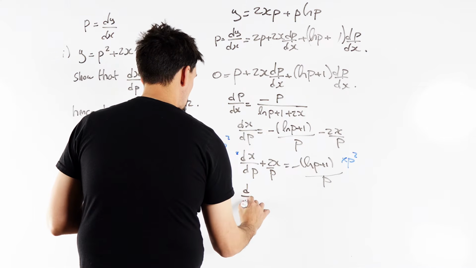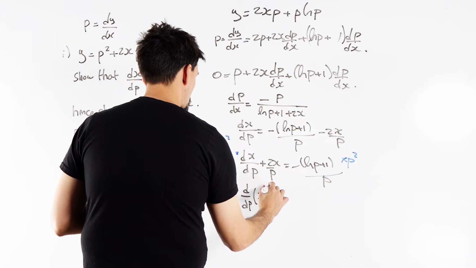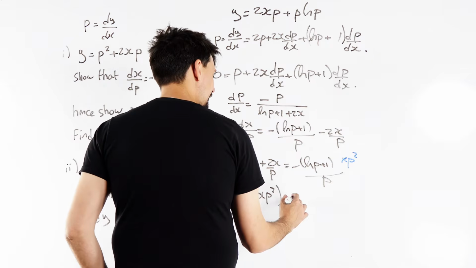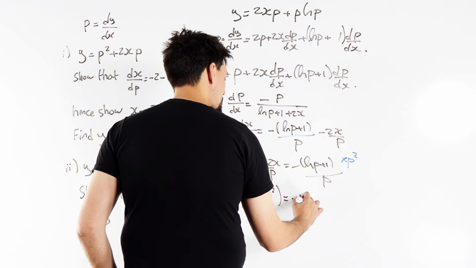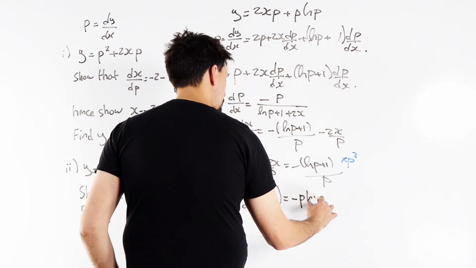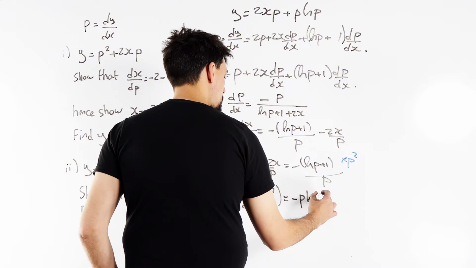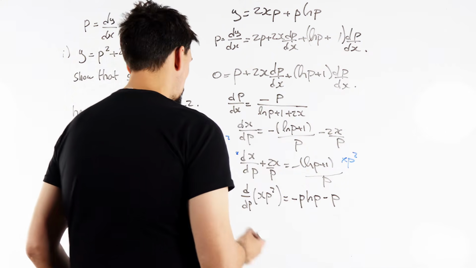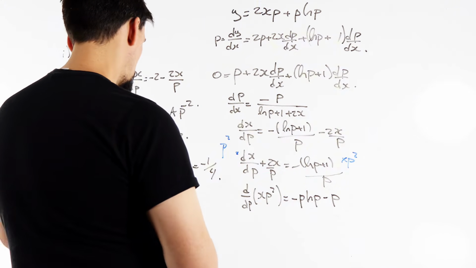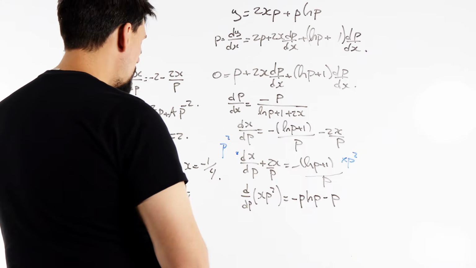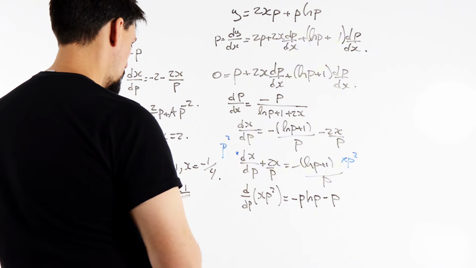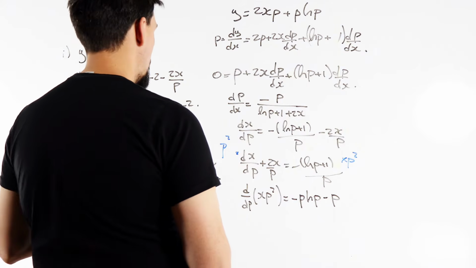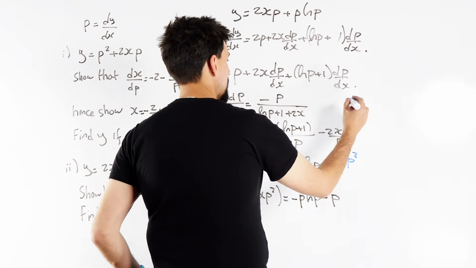And that is d by dp of xp squared. Now, we get minus p ln p minus p. So we need to integrate the right-hand side. Let's just remind ourselves how to integrate p ln p quickly over here.